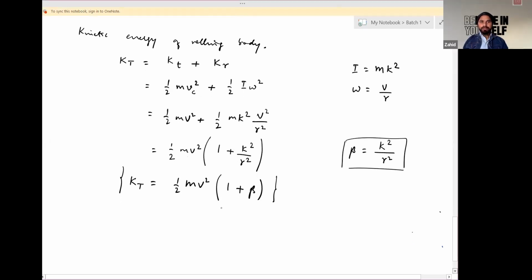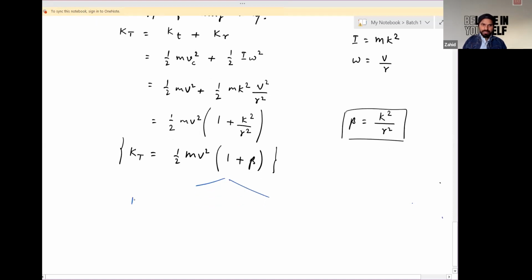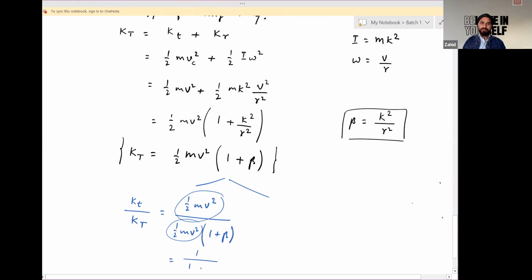So if you want to calculate the fractional amount of rotational energy or the fractional amount of translational energy with respect to the total, let me define it. Kinetic energy translational with respect to total kinetic energy: translational kinetic energy is half mv square, total kinetic energy is half mv square times bracket 1 plus beta. So these terms cancel out, and you get just 1 divided by 1 plus beta. This is called the fractional amount of translational energy with respect to the total. Similarly, the amount of rotational energy with respect to the total will be beta by 1 plus beta.